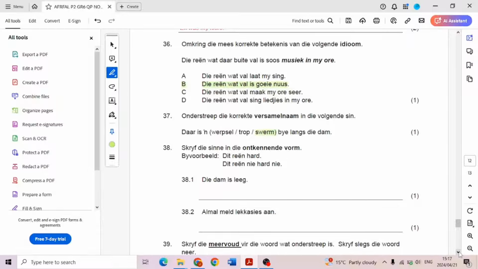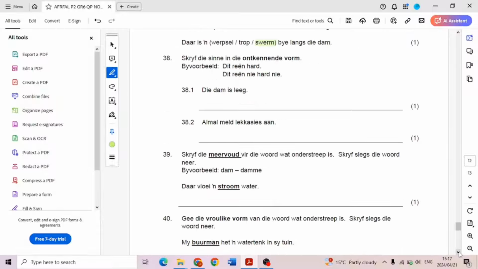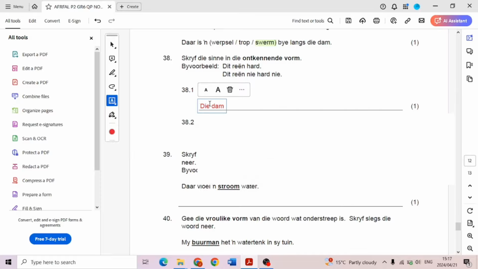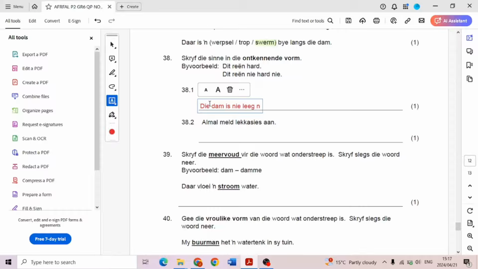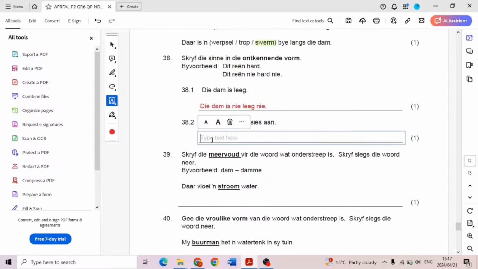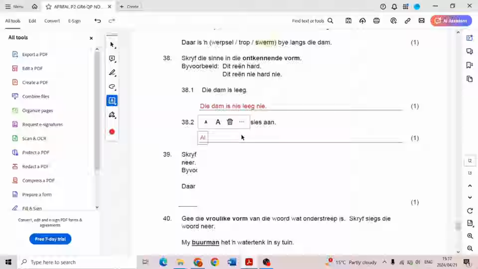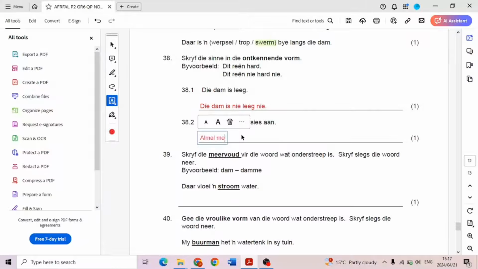Sorry about the noise in the back. Next, skryf die sinne in die ontkennende vorm. Die dam is leeg. Oops. Die dam is nie leeg nie. Remember the one at the end. And the first one goes right after the first verb. Almal meld lekasies aan. Almal meld nie lekasies aan nie.